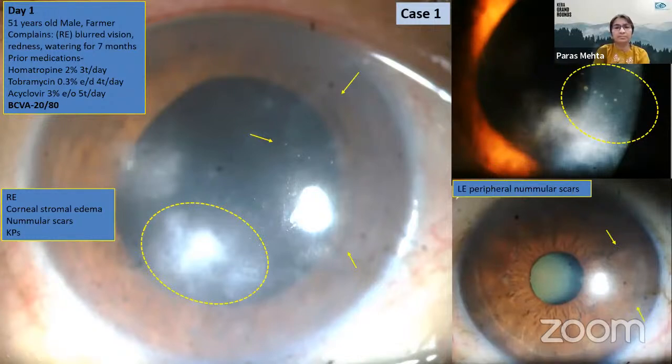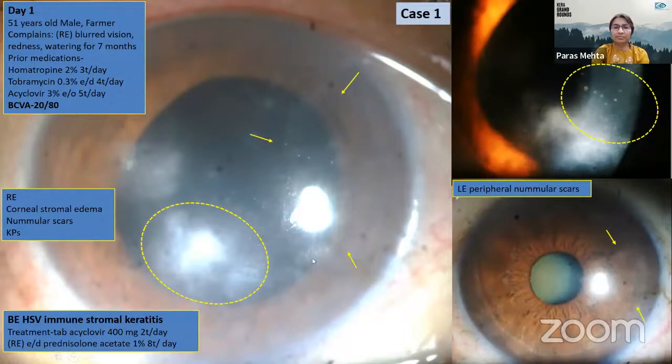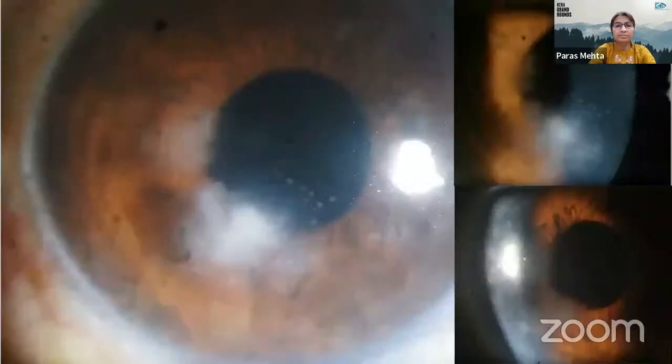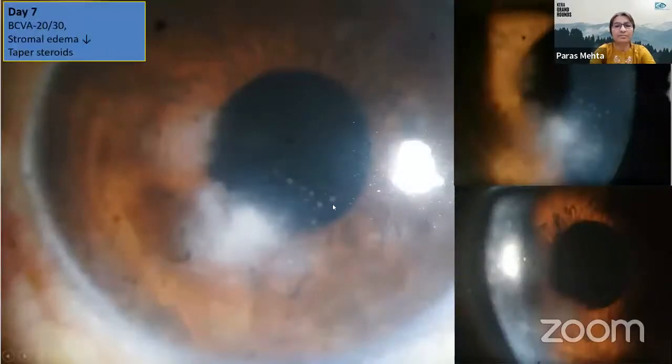The clinical diagnosis was made as HSV immune stromal keratitis, and the patient was started on prophylactic doses of acyclovir along with topical steroid 8 times a day. This is the day 7 picture where the cornea was relatively clear and the BCVA improved to 20/30 and the stromal edema decreased, and the topical steroids were tapered at this point of time.